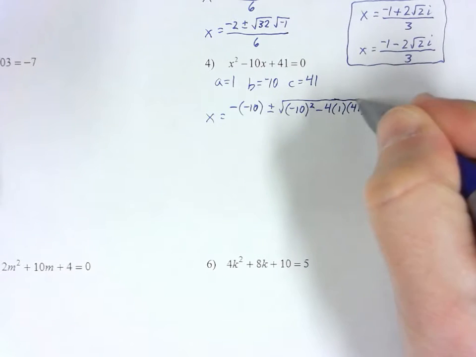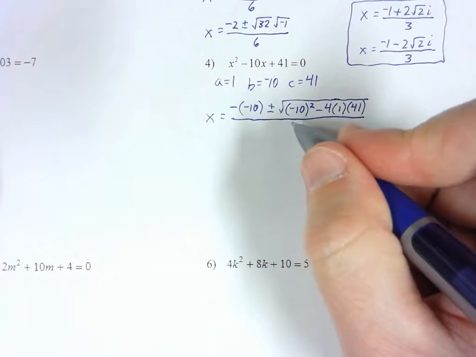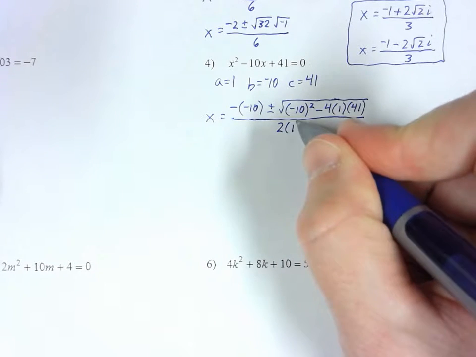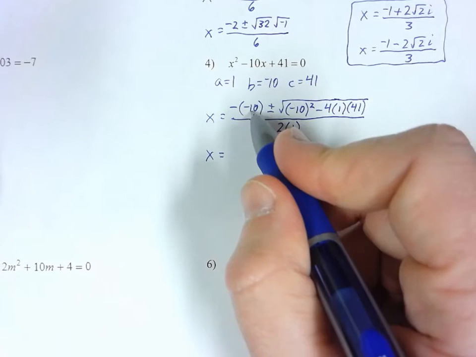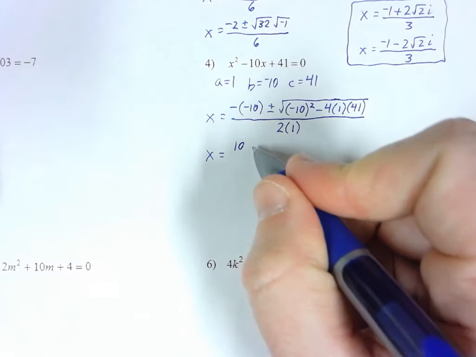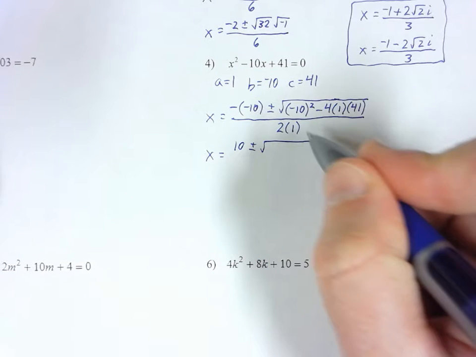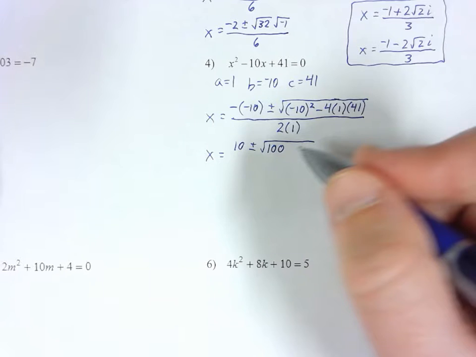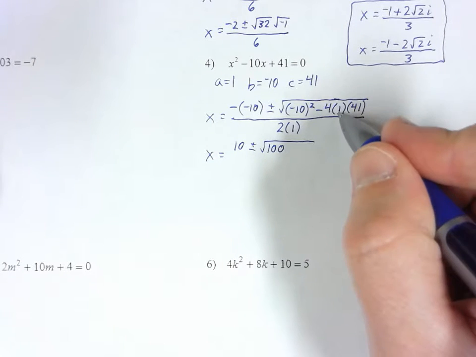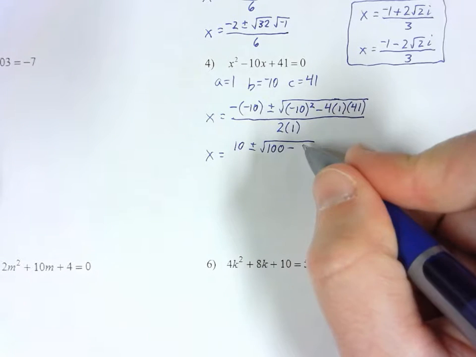And fraction bar under all of this side of the equal sign, divided by 2 times the a value. And now we just start simplifying. The opposite of negative 10 is 10. And then inside the square root, negative 10 squared is positive 100. Make sure it turns out to be positive. Negative 4 times 1 times 41. Negative 4 times 1 is negative 4. Negative 4 times 41 is negative 164.